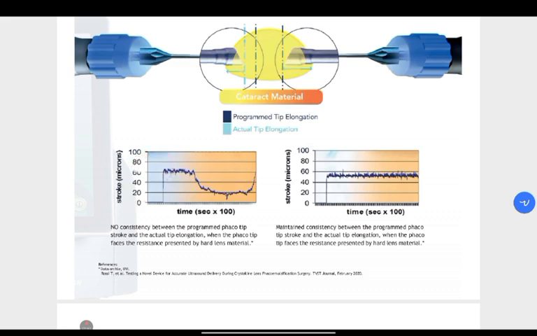So in this case, there is no consistency between the programmed Phaco tip stroke and the actual tip allocation when the Phaco tip faces the resistance presented by hard lens material. On the other hand, looking on the right hand side, we have maintained consistency between the programmed Phaco tip stroke and actual tip elongation when the Phaco tip faces the resistance presented by a hard lens material.